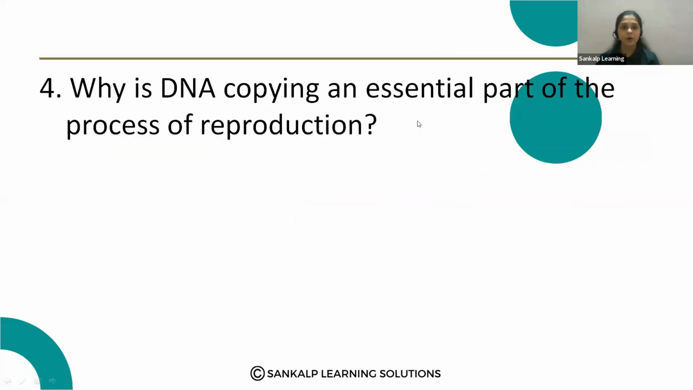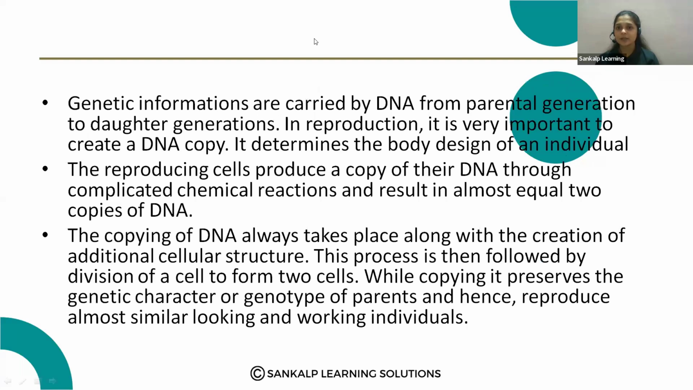Next question is, why is DNA copying an essential part of the process of reproduction? DNA copying takes place in reproduction. One copy of the DNA will become two during reproduction. Genetic information is carried by the DNA from the parent generation to the daughter generation. The genetic information that is transferred from parents to the new generation is by the DNA.